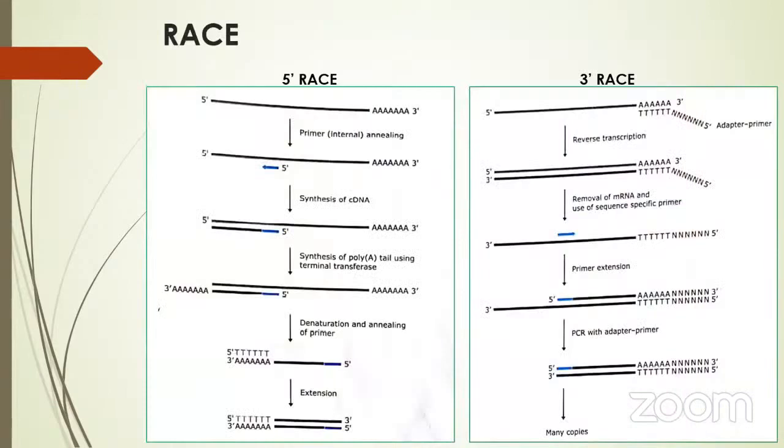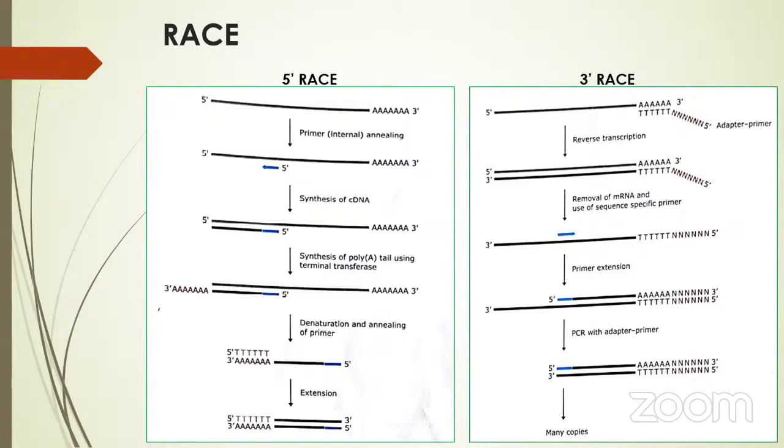Now another important aspect is RACE. RACE is called rapid amplification of cDNA ends. What I am discussing are transcriptomics tools. There are two kinds of RACE, 5' and 3' RACE. What is RACE, and when do we have to use it? This is important to remember: rapid amplification of cDNA.